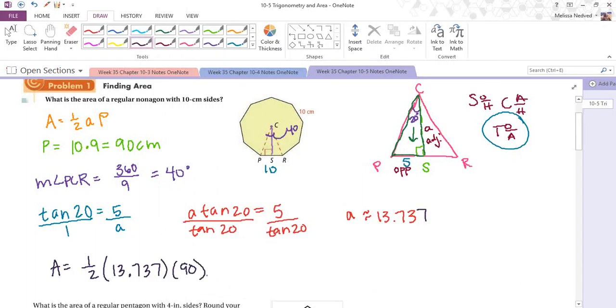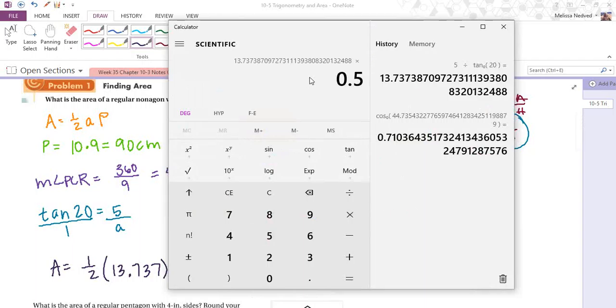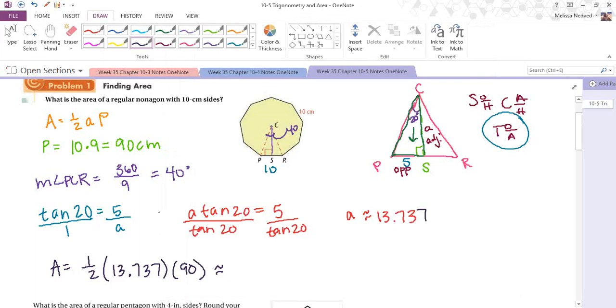Now, one trick that I would tell you to do, if you can: we just found this in our calculator, so leave that in there and just keep using that to continue on to find your area. Instead of clearing out the calculator, I'm just going to take that value, times 1/2 or 0.5, times 90. That's going to give me as exact an answer as I can. Then I didn't have to do any rounding till the very end. And that's approximately 618 centimeters squared. So if you do not clear out any rounded values, you're going to get a more exact answer.